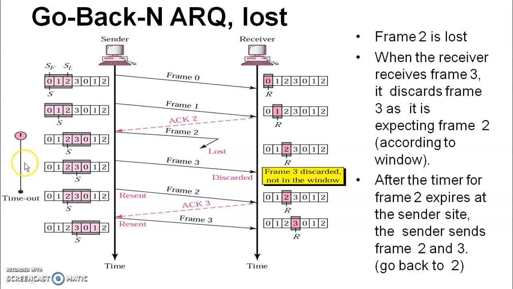So meantime, if the timer is out and inside the window I have got 2, 3, 0, it will again send 2. So once it sends frame 2, it was expecting frame 2 and it will receive frame 2 and the slider will move, acknowledgement 3 is sent and frame 3 is resent. This is how it functions when the frame is lost.